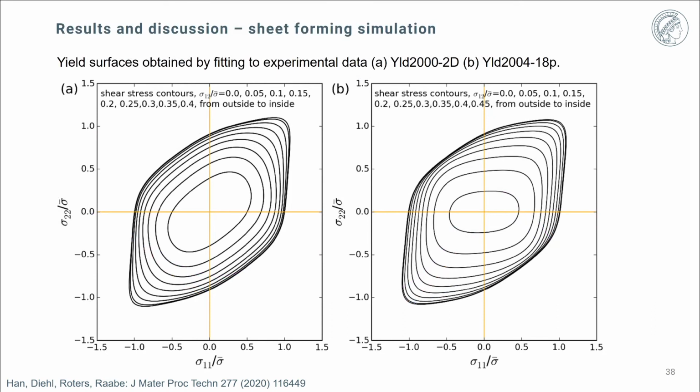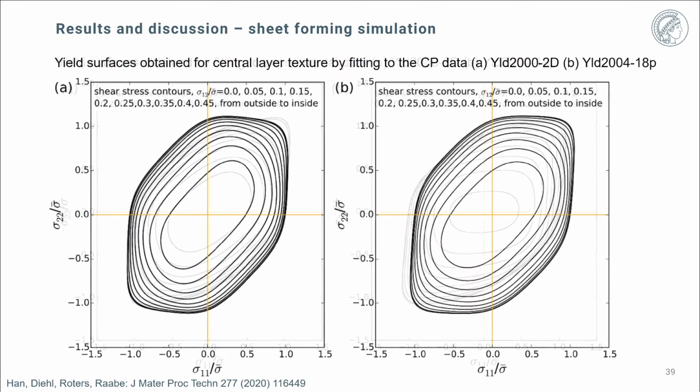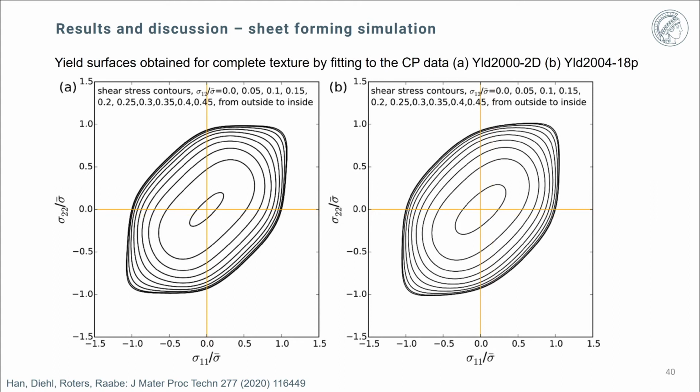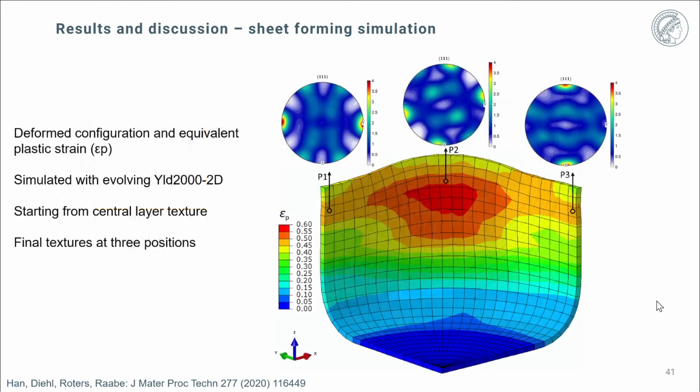Now these are the corresponding yield surfaces. Here we show first both yield surfaces, the 2002d and the 2004-18p, fitted to experimental data. And of course as they evolve with the deformation. And here you see it now again fitted, but only to the central layer texture by using crystal plasticity calculations. And this is a corresponding comparison where we use the complete texture integrated over both the center and the surface of the material. And these are the type of simulations that you can then obtain.